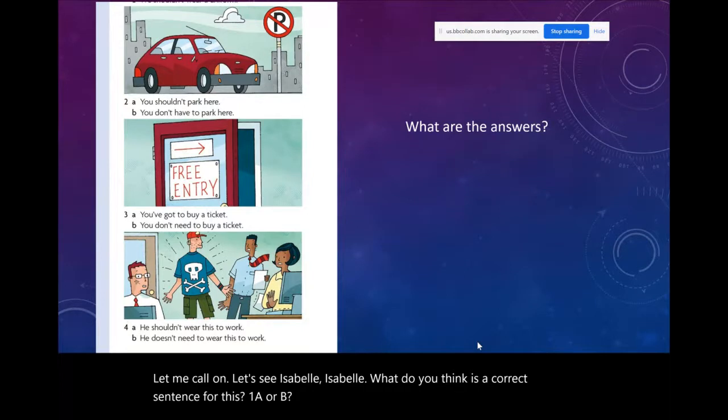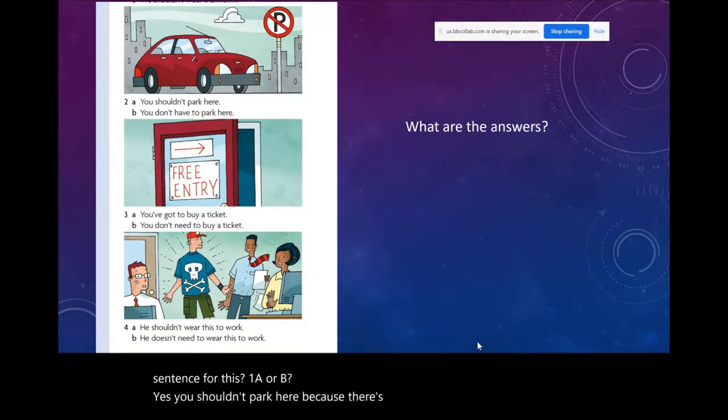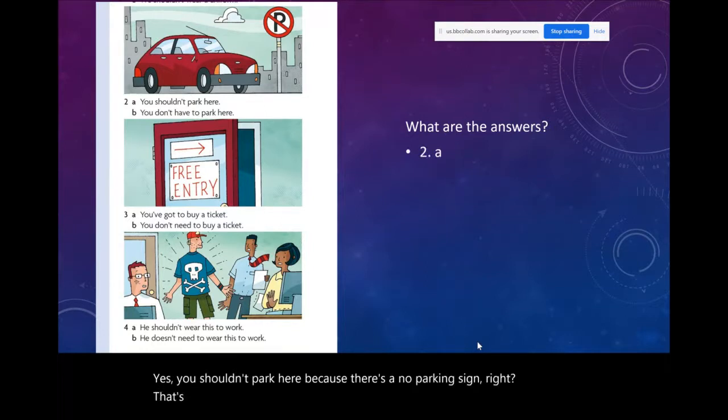Yes, you shouldn't park here because there's a no parking sign, right? That's good. If we say you don't have to park here, that means it's okay to park here or you can park somewhere else.